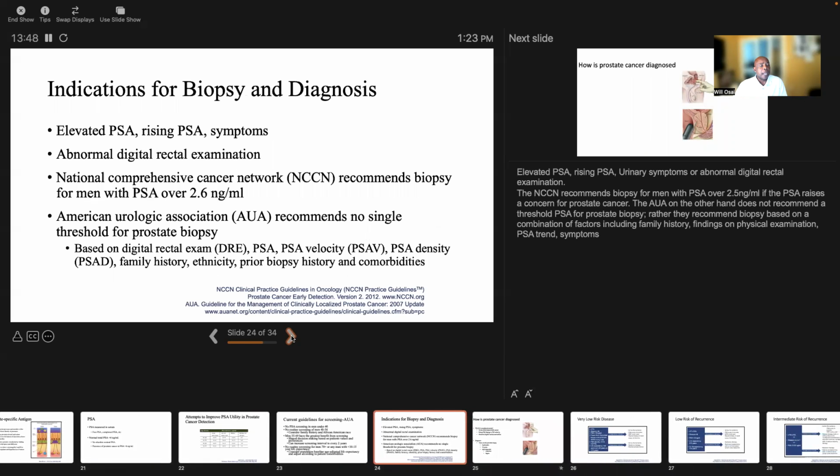Now, when men have an elevated PSA or a rising PSA above the range for the age or race of that particular patient, or they have symptoms such as erectile dysfunction or urinary frequency, a biopsy is indicated to rule out prostate cancer. Also, men who have an abnormal digital rectal exam should undergo a prostate biopsy.